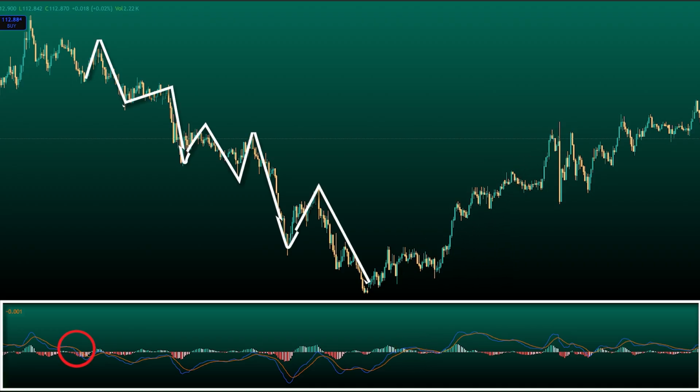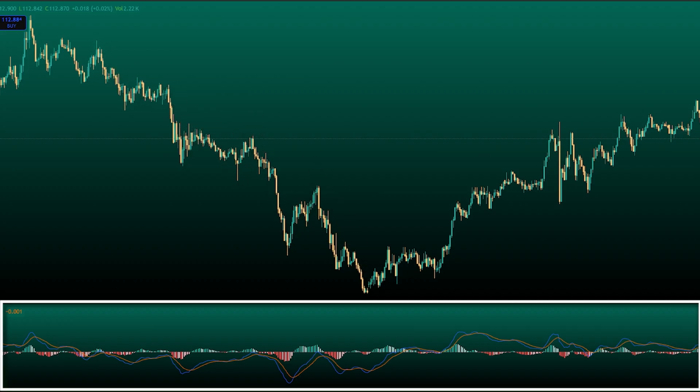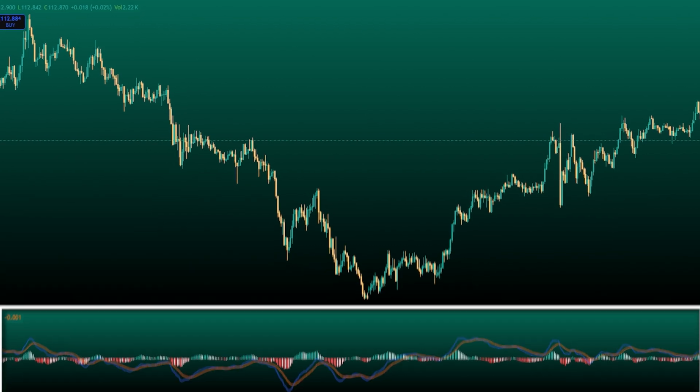The histogram shows momentum strength. When it's growing, momentum is increasing. When it's shrinking, momentum is slowing down. MACD helps you stay aligned with momentum instead of guessing entries.